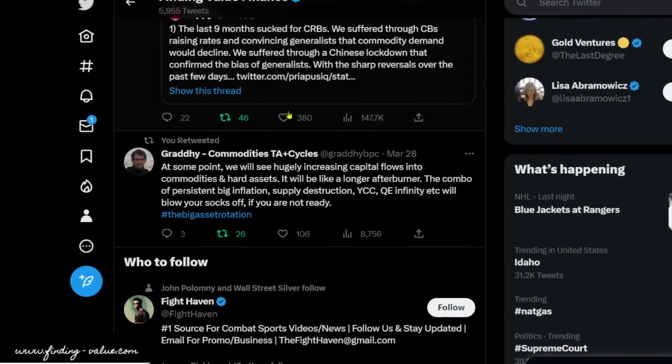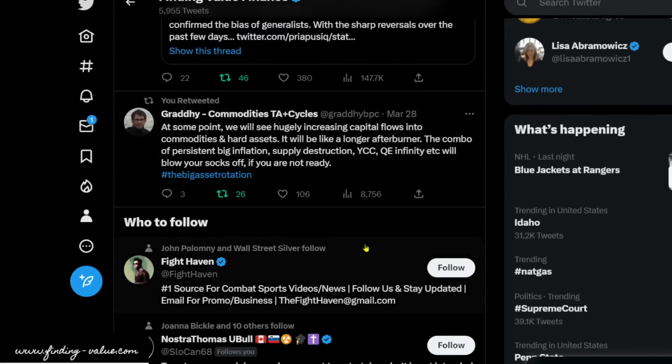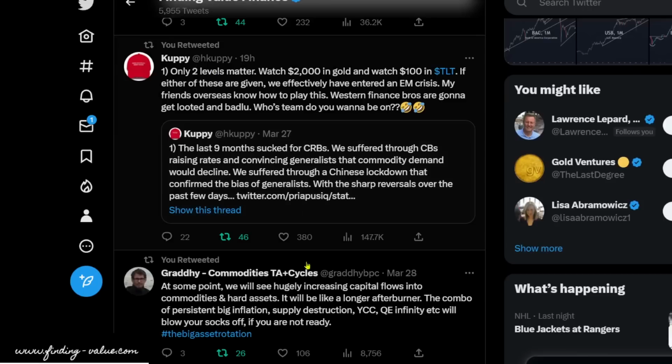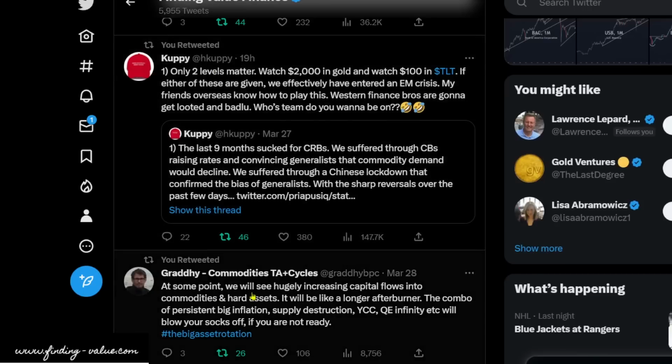Go Cuppy. So Grady says, at some point, we will see hugely increasing capital flows into commodities and hard assets. It will be like a longer afterburner. The combo of persistent big inflation, supply destruction, yield curve control, QE infinity, etc. will blow your socks off if you're not ready. The big asset rotation. So these guys, Cuppy and Grady, I would consider myself in that camp, with their viewpoints being the same viewpoints as mine.